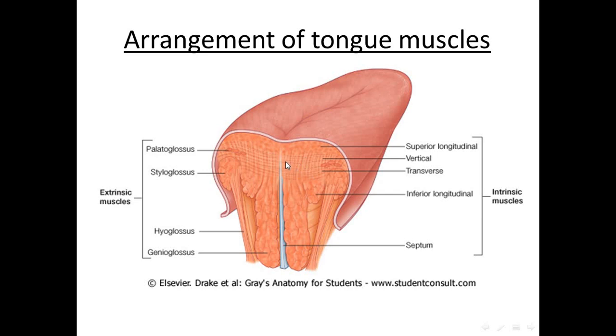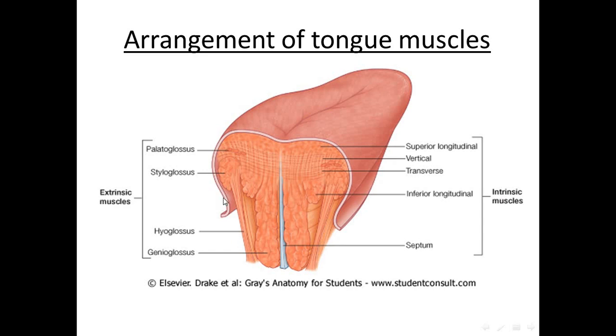And then there is a network of vertical and transverse muscles. Inferiorly, there are the inferior longitudinal muscles between the genioglossus and hyoglossus muscles. At the center, there is the lingual septum, which is a fibrous tissue dividing the tongue into two parts. This structure will be seen hypointense on MR images.